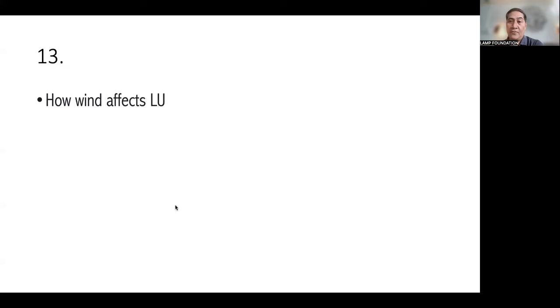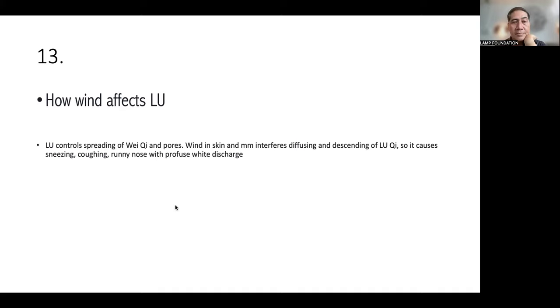How does wind affect the lung? The lung controls spreading of Wei Qi and pores. Wind in skin and muscles interferes with the diffusing and descending of lung qi, so it causes sneezing, coughing, runny nose with profuse white discharges. Okay, very good.